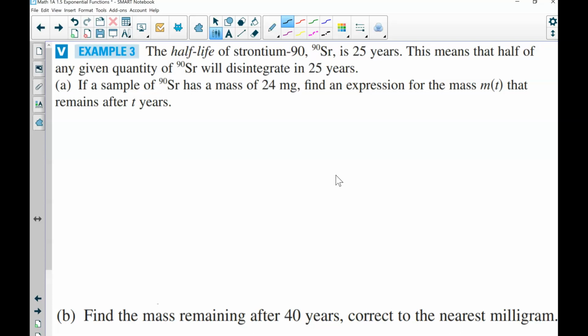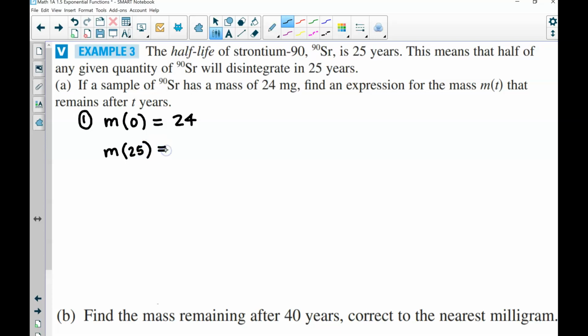So first, we want to figure out what happens at time 0. When we plug in t equals 0, the initial mass is 24 milligrams, from the first part of the sentence. And then, what happens when it's at year 25?